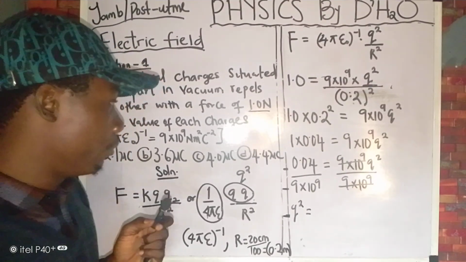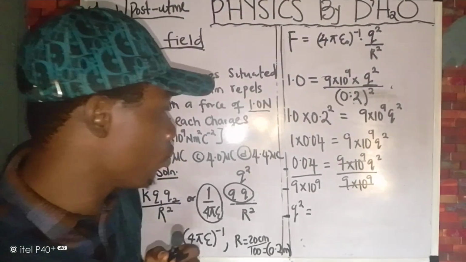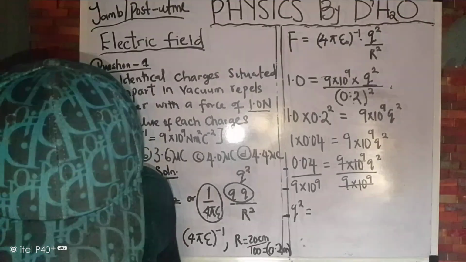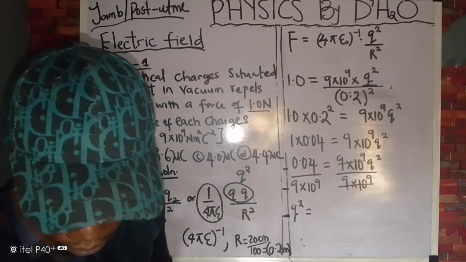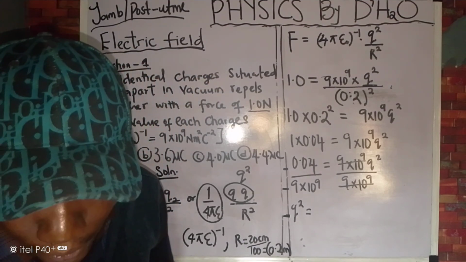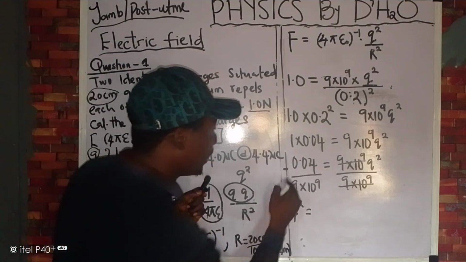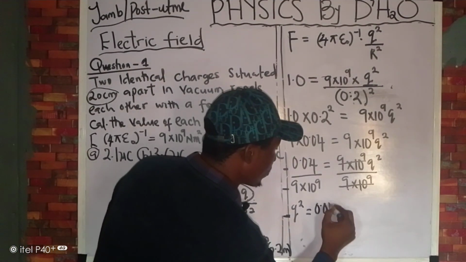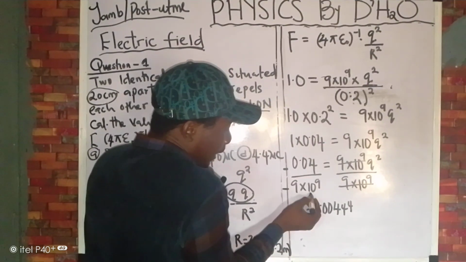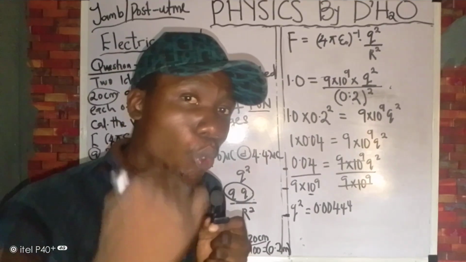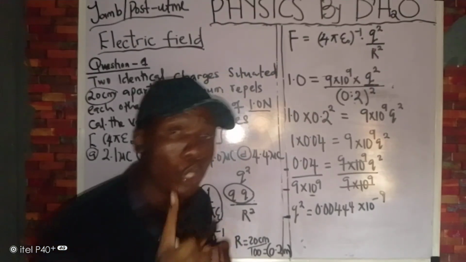Listen, be careful. We are going to do 0.04 over 9. Remember the calculator you are using does not have exponential. So we have 0.04 divided by 9. You have 0.00444. Now, if this 10 raised to the power of 9 goes up, it becomes 10 raised to the power of minus 9. Now, what do we do?